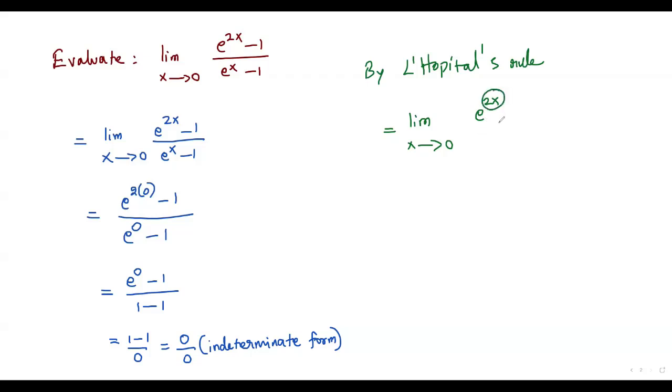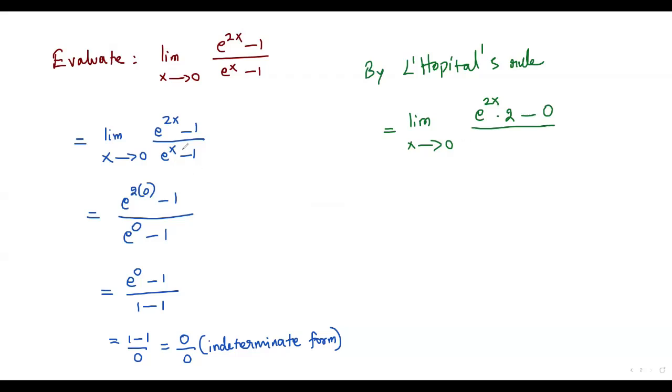When I find the derivative of this exponent 2x with respect to x, what do I get? Just 2. Whenever I find the derivative of a product where one quantity is a constant and the other is a variable, I have to keep the constant as it is and find the derivative of the variable alone. The derivative of x with respect to x is just 1, so 2 times 1 becomes 2. So the derivative of 2x with respect to x is just 2. And minus, what's the derivative of this constant 1? It's 0. The derivative of a constant is always 0.